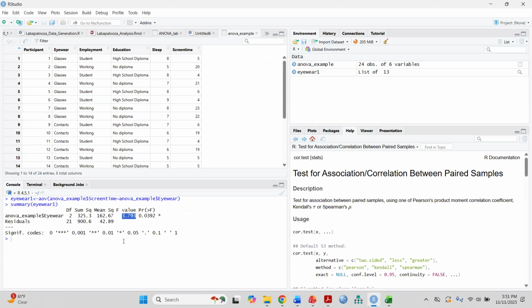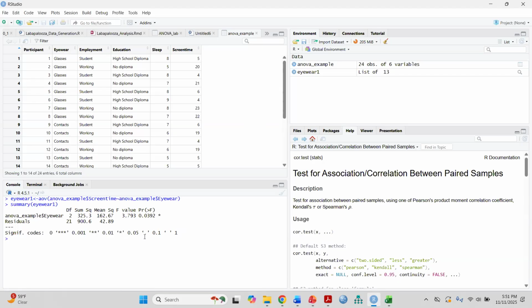Okay, nice. Is it significant? Let's take a look at this p-value right here, 0.039. 0.039 is less than 0.05, which is our alpha level in this class. So it, in fact, is significant. This one-way ANOVA is significant.